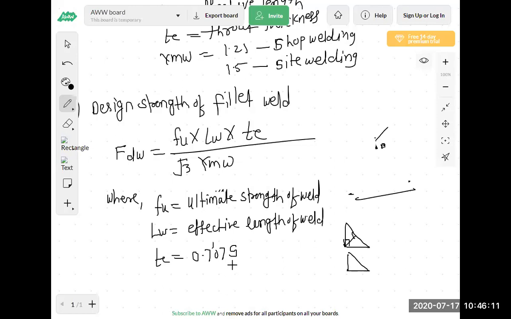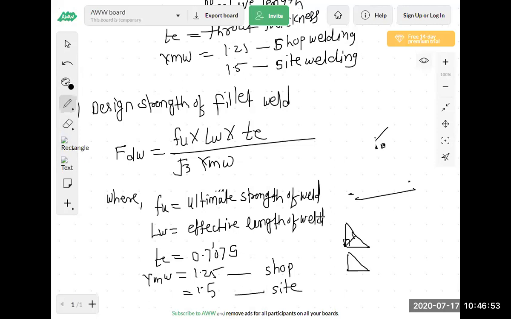In the butt weld, what we have taken is 5 by 8 into the thickness of the thinner plate for a single groove and double groove, that we have seen. But in the fillet weld, we have to take the throat thickness as 0.707 S. Are you getting? And here again gamma mw is the same, 1.25 and 1.5 for shop welding and site welding. Are you getting? So write down this formula.